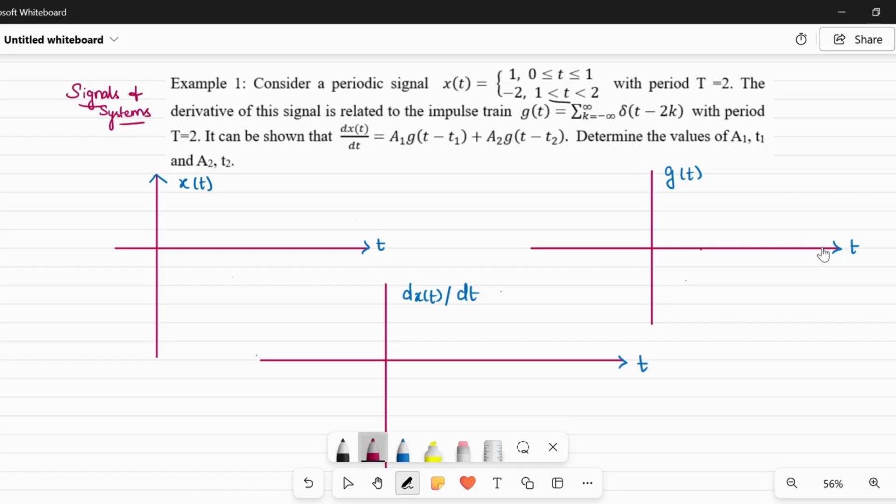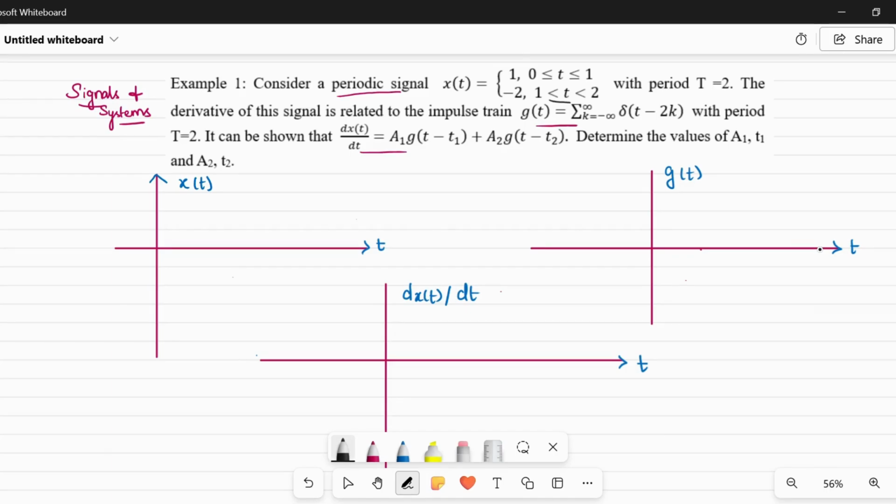The problem says given is a periodic signal represented by x of t with period T equal to 2, and also an impulse train is given with a period equal to 2. So we have to prove this. To prove this, first let us plot this signal, which is x of t.